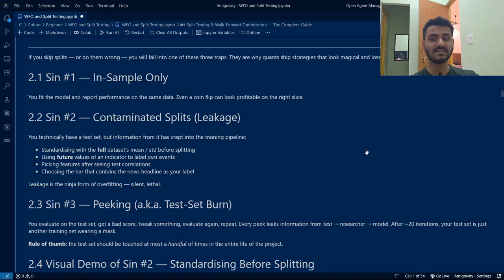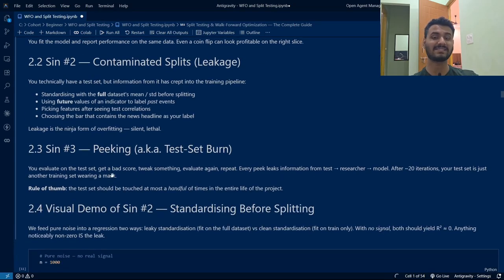Now, sin 3 is peeking, basically test set burn. You evaluate on the test, get a bad score, tweak something, evaluate it again, repeat. Every peek leaks information from the test to the researcher, which you will again use in your model. After 20 iterations, your test set is just another training set wearing a mask.